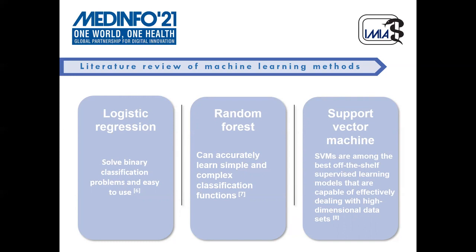And the next is random forest. Random forest is an effective prediction tool. Based on the theory of ensemble learning, it completes the learning task by constructing and combining multiple learners, thereby improving the generalization ability of the classifier and enabling the algorithm to accurately learn simple and complex classification functions. And the random forest can achieve good performance on various datasets.